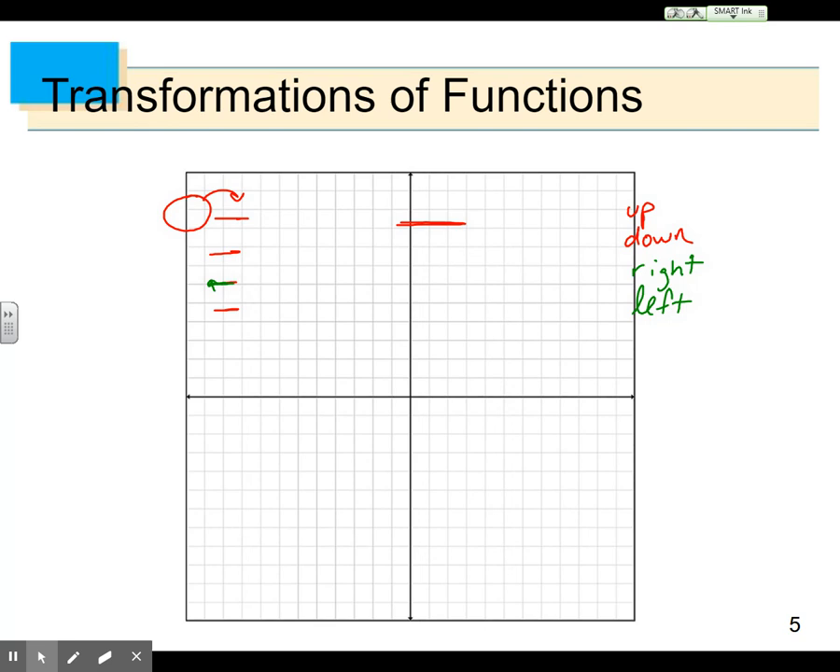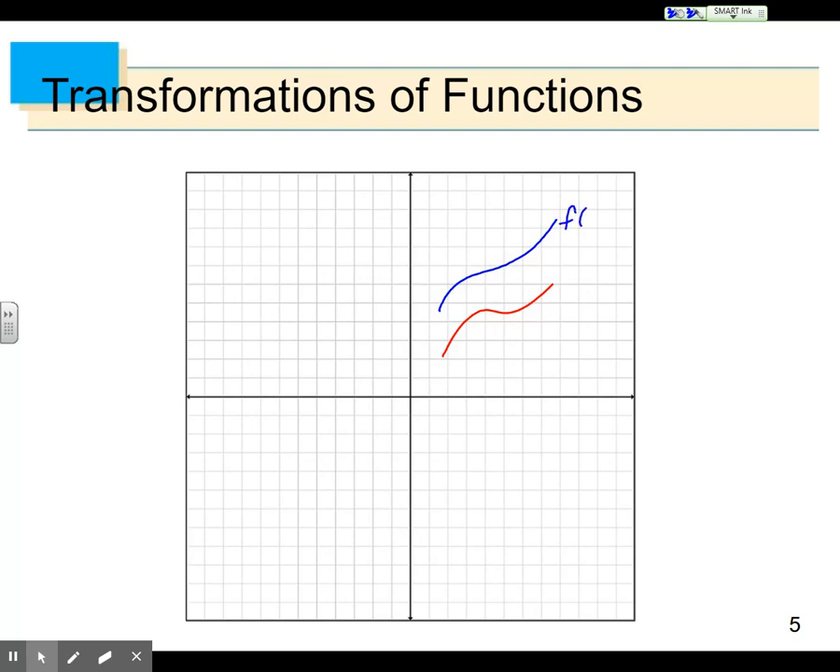So let's just suppose that my parent function looks like this little wiggle right here. That little wiggle, if I was to take it and add C units to it, I would just take all of them and they would all come up C. Whereas if they were to come down, notice that the whole thing moved. Let's say that would be f of x minus C.